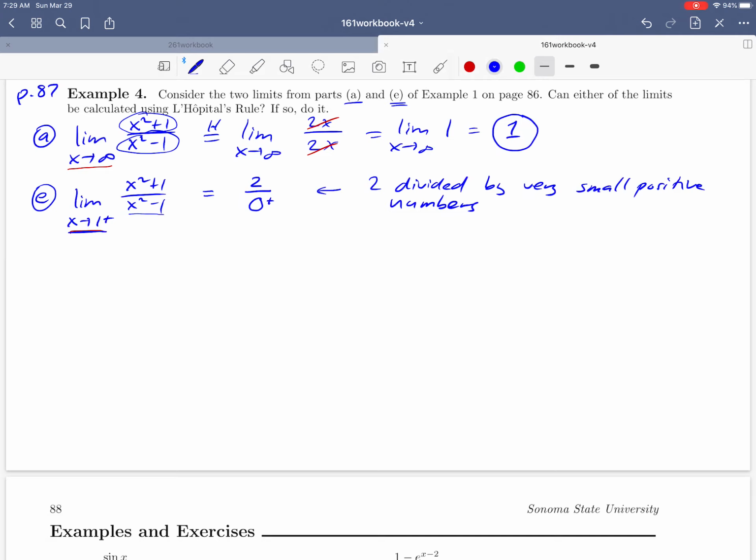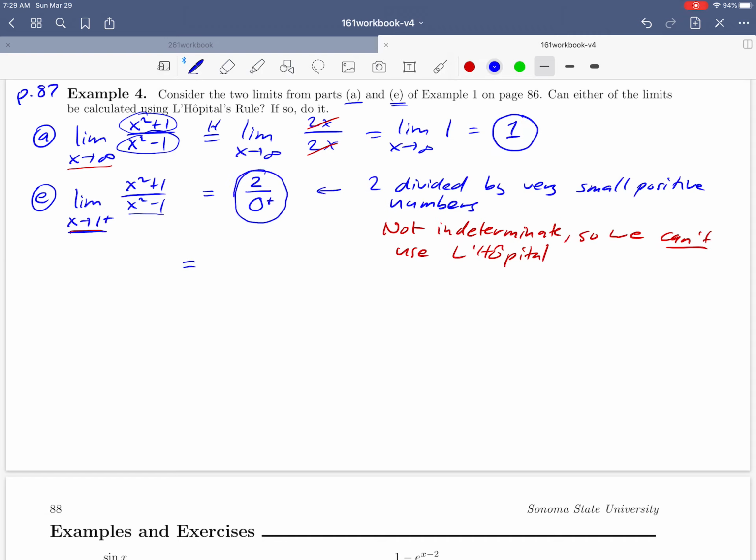And the question is, is that an indeterminate form? Well, you can look back at the top of the page and see that 2 over 0 is not an indeterminate form, which means that we can't use L'Hopital's rule here. We need to do this a different way. Let's write that down so that you've got that in your notes: this is not indeterminate, so we can't use L'Hopital's rule.